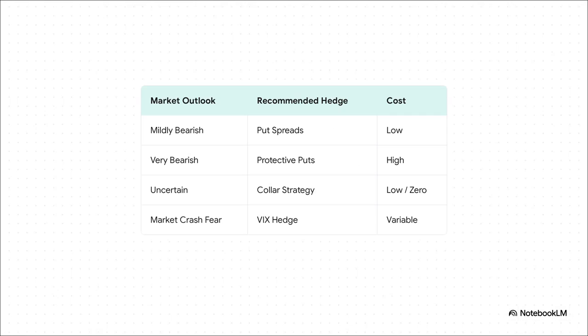And there's no single best hedge. The kind of insurance you buy depends entirely on your outlook. If you're just a little nervous, you might use a low-cost strategy. But if you're worried about a really big downturn, you'd probably opt for a more expensive but more robust type of protection. It's all about tailoring the insurance to the specific risk you see on the horizon.